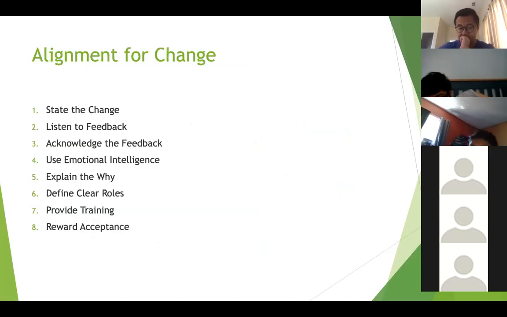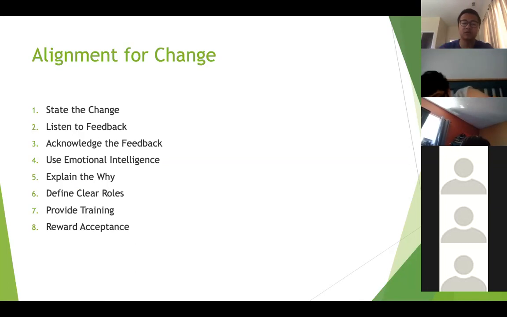The alignment for change, I think this didn't appear in the textbook, but it's very easy to understand. It also has 8 steps. Okay, so the first one, state the change. You need to tell everybody you have to change. It's very similar to the 8 steps. Okay, the second one is listen to feedback from your members. And third one, acknowledge the feedback.